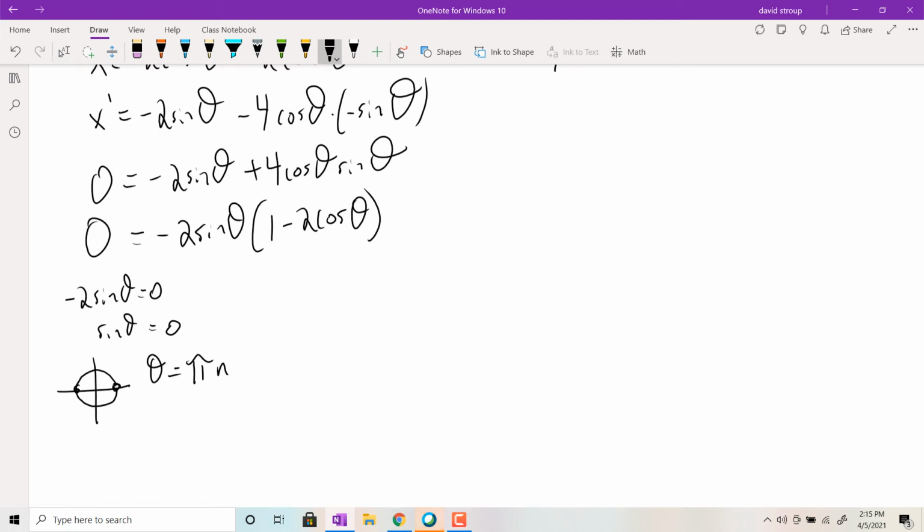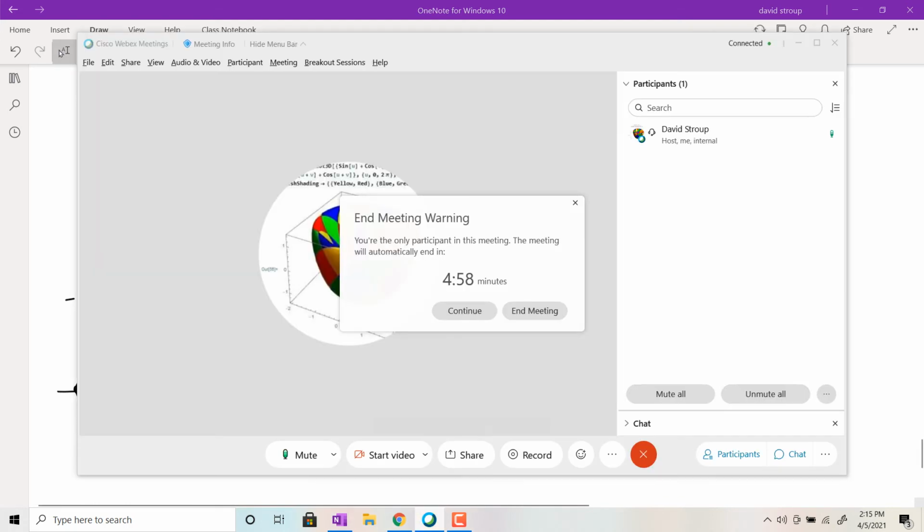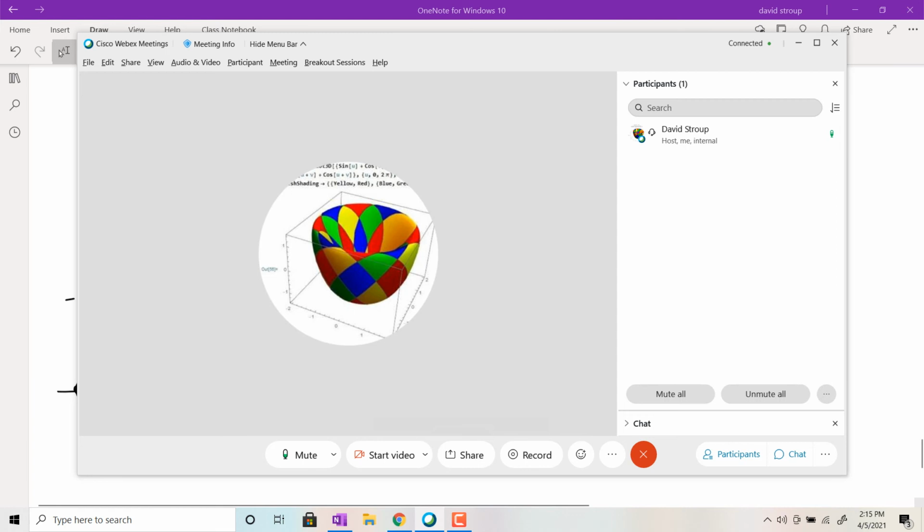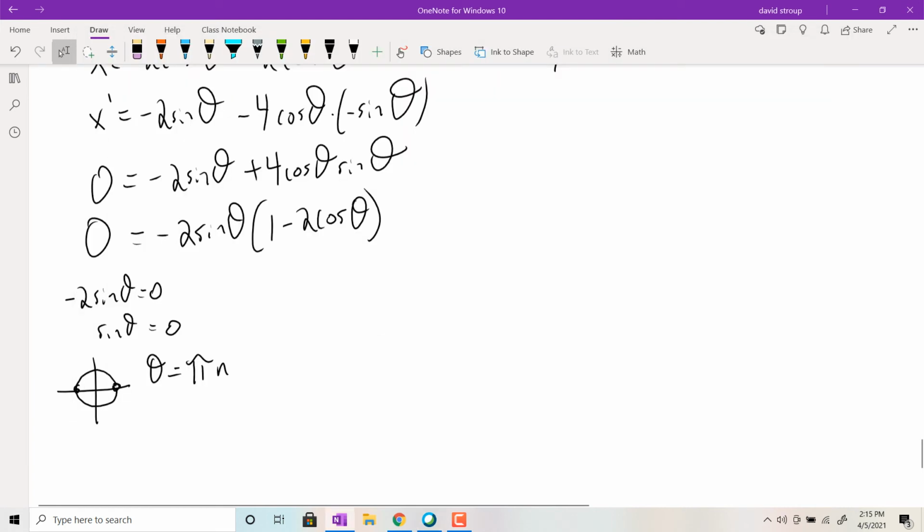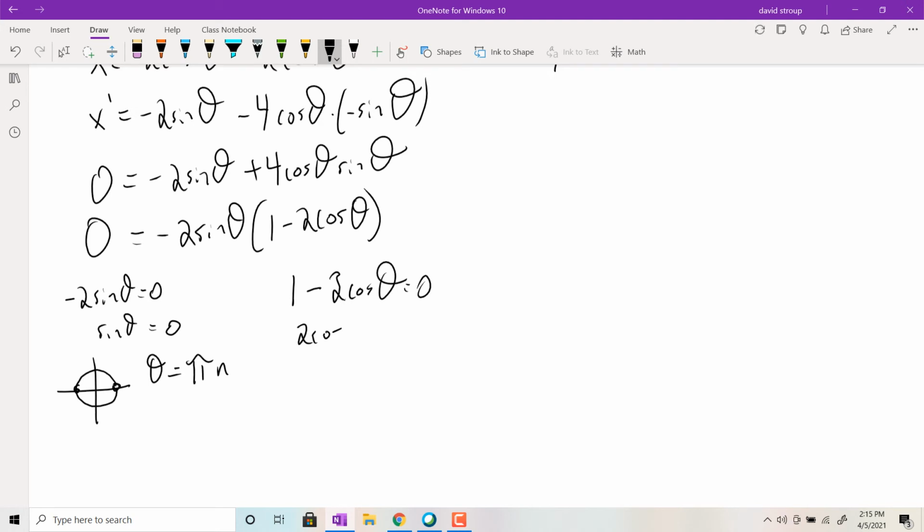The other guy, let's take a look at the other guy. On the other one, we're looking at 1 minus 2 cosine theta equals 0. So 2 cosine theta equals 1. Cosine theta is 1/2. And in the unit circle, the reference angle for that is pi over 3. So theta is pi over 3.